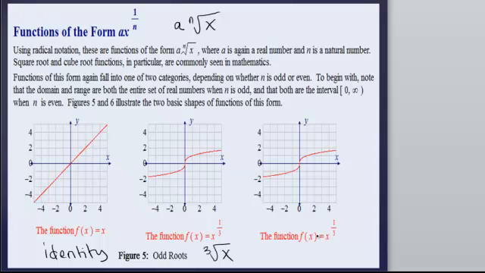Okay, so x to the 1/5 would be the same thing as the 5th root of x. And it looks almost the exact same shape. The only difference is how steep it gets this way and how close it is in here, how it kind of flattens out towards the y-axis in here.